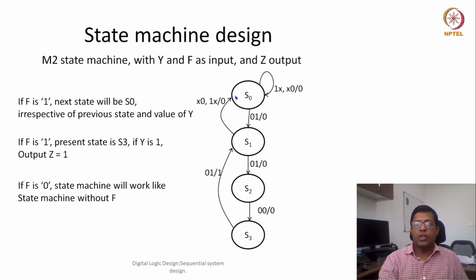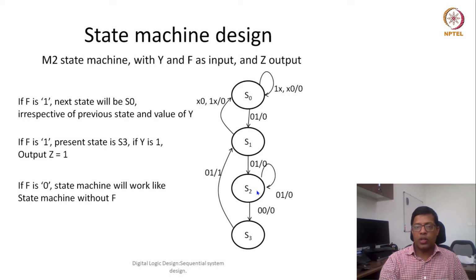Okay, so we have seen this particular condition, that in case f is 1, irrespective of the value of y, it's going to be the S0 state, and this represents the 0, 0 scenario. That means f is 0 and y is also 0, then it's going to be in S0 state. So let's look at the S2 scenario.